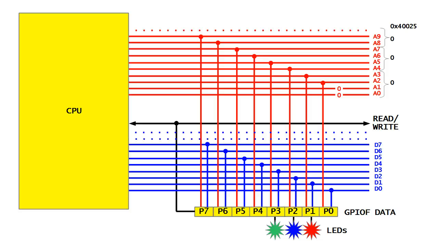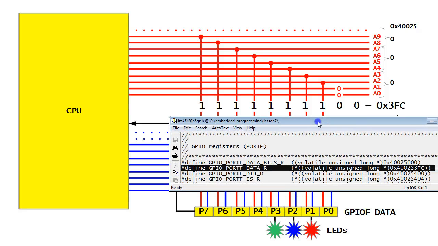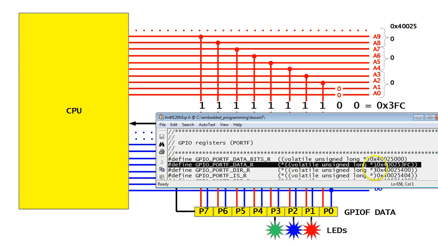To cover all possible bit combinations of 8 GPIO bits, the Stellaris GPIO provides 256 32-bit data registers starting with the address hex 400-25000. So far in the previous lessons, you have been using only the last of these registers called GPIO port F data R, corresponding to the offset all ones 00 binary, which is 3FC hex. This register obviously didn't isolate any bits and enabled all 8 GPIO bits to be changed with data lines. In this lesson, we will use the other registers.